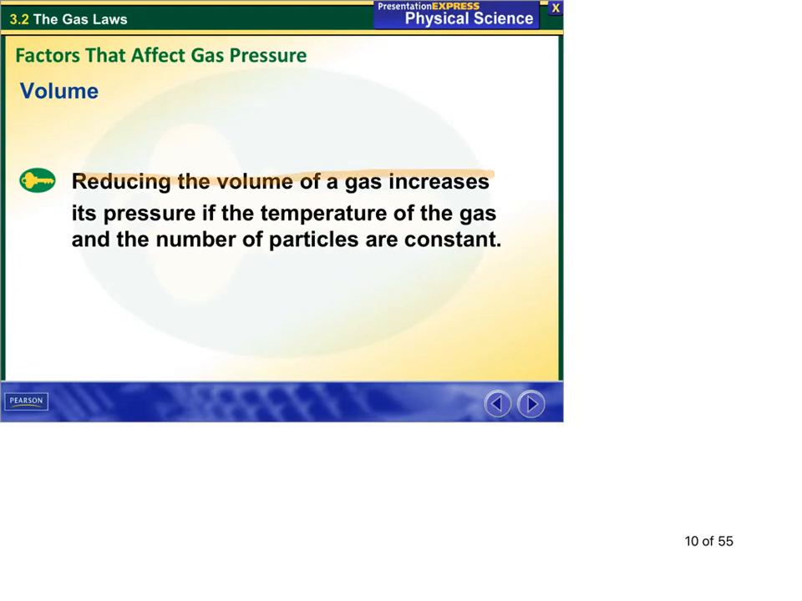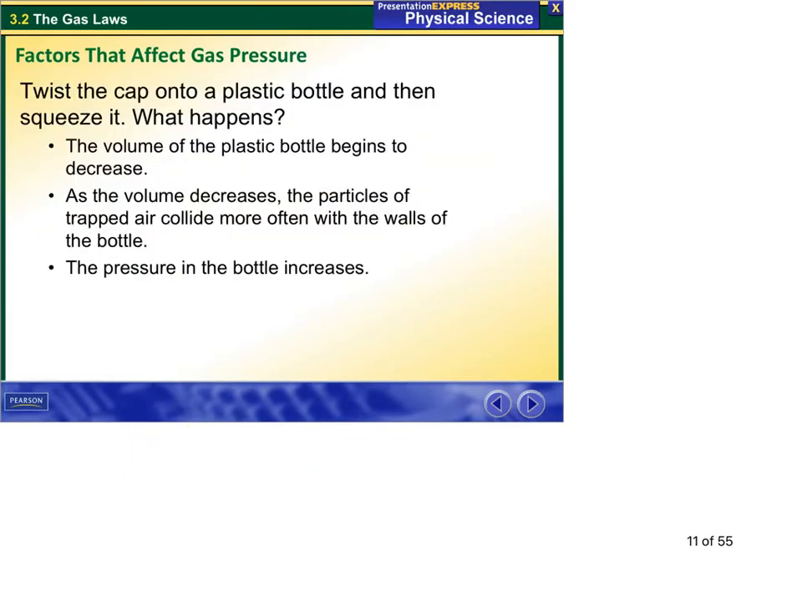Reducing the volume of a gas increases the pressure if the temperature of the gas and the number of particles are constant. So volume goes down, pressure goes up, as long as everything else stays the same. A nice illustration: if you have a cap on a plastic bottle, seal it, and squeeze the bottle, you're causing the volume to decrease. As you decrease the volume, particles get closer together, which means they're going to collide more often with the walls of the bottle and give more pressure.